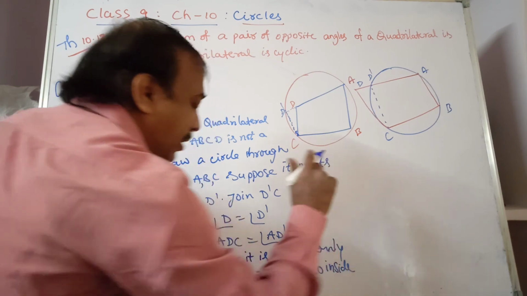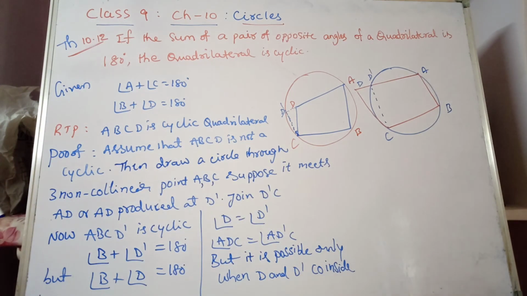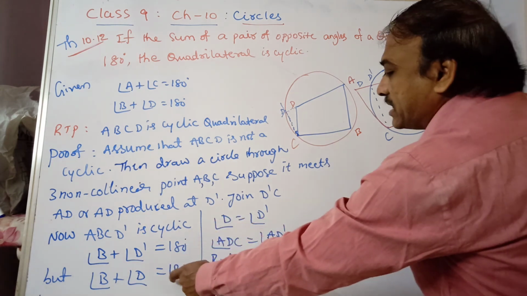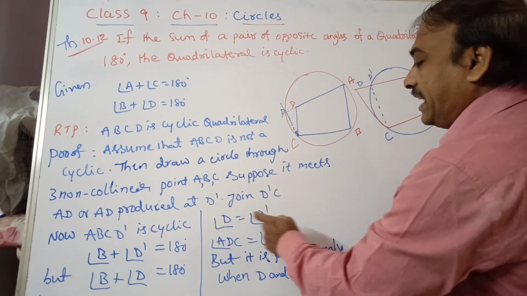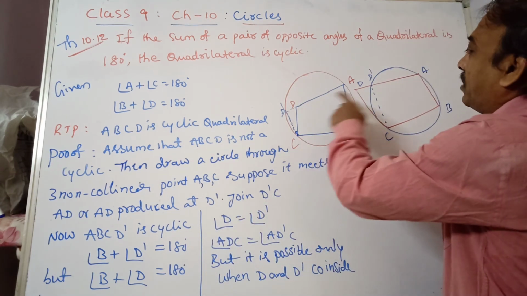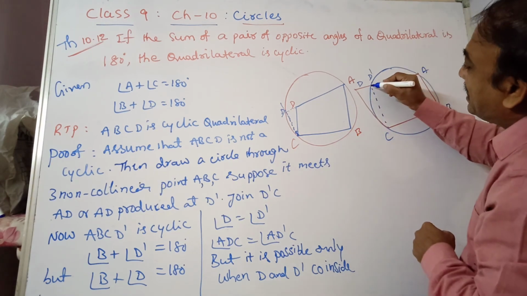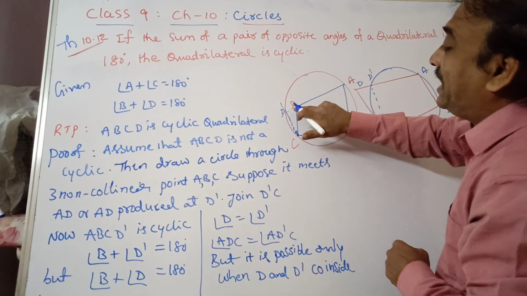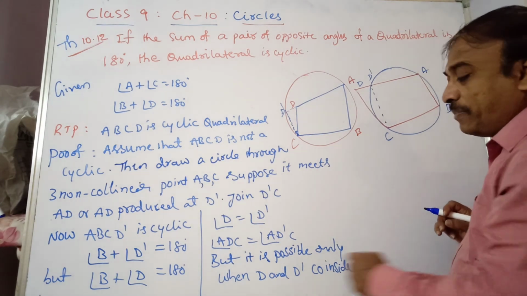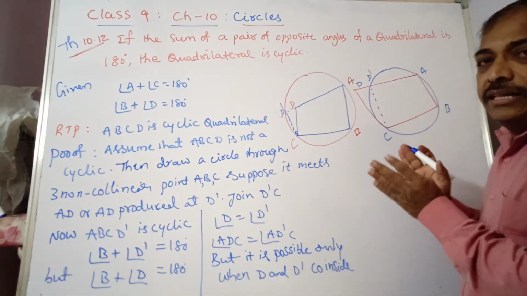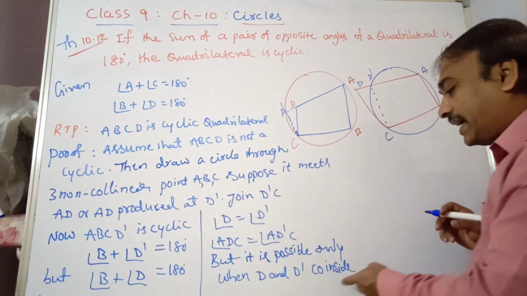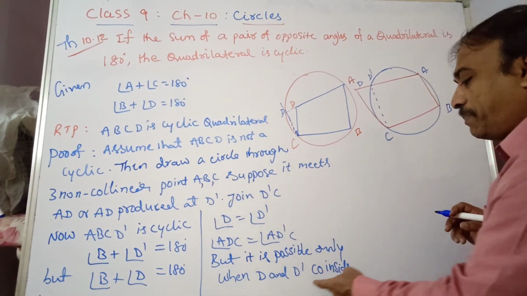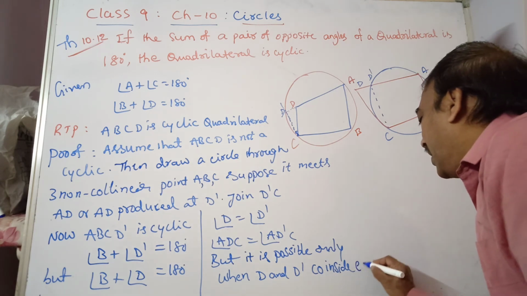D and D prime coincide each other. Clearly you see here, this is the given statement, and this we got from our construction. But D is equal to D prime. Here D is the exterior angle, so they both will not be equal. It is possible only when they both coincide. D and D prime coincide each other.